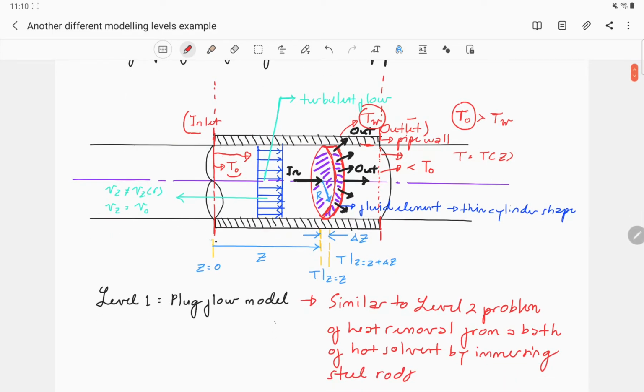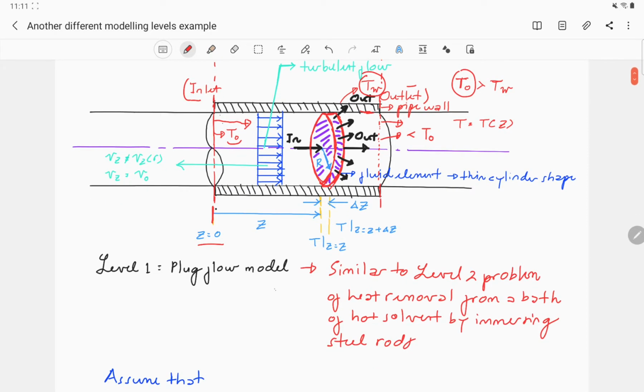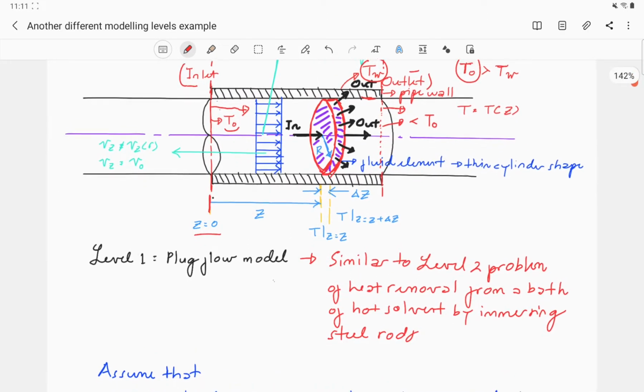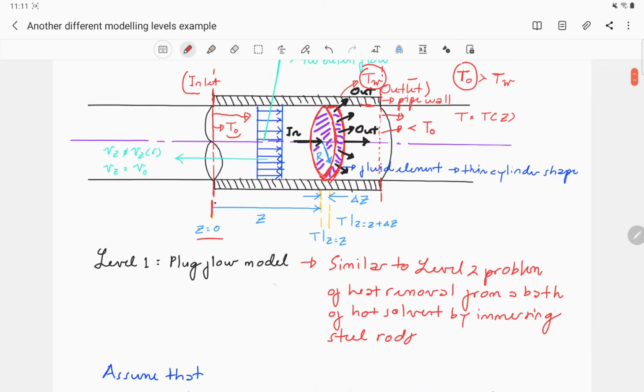Here we take the inlet as Z equal 0, and this is a fluid element, a shell element of your fluid. We regard the fluid element as having a thin cylindrical shape, and you may ask why. We will go to the assumptions to find out why this is the case. The fluid element has a thickness of delta Z, and its start is at the location Z equal Z.